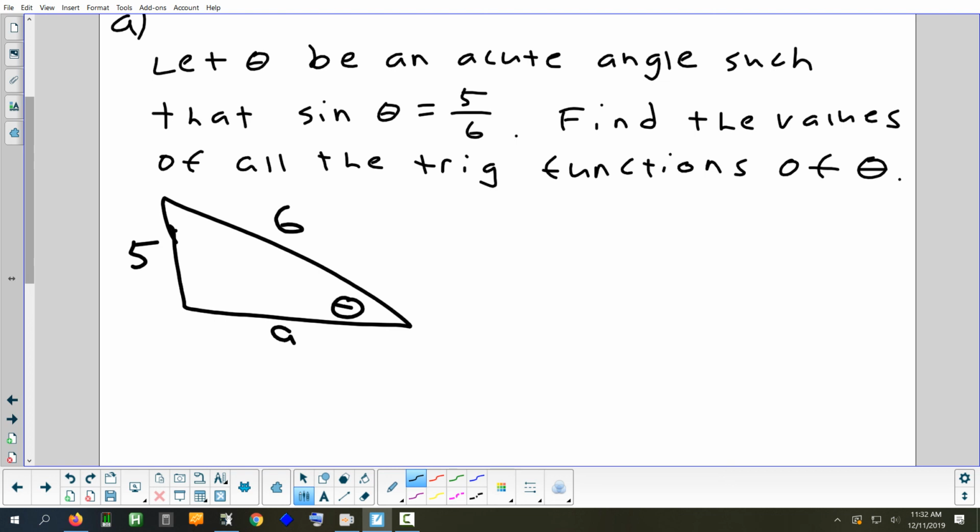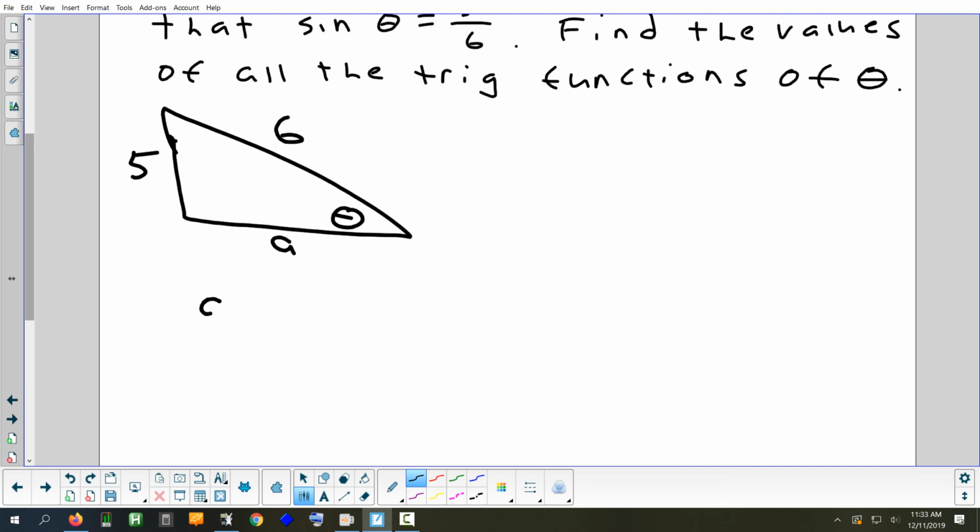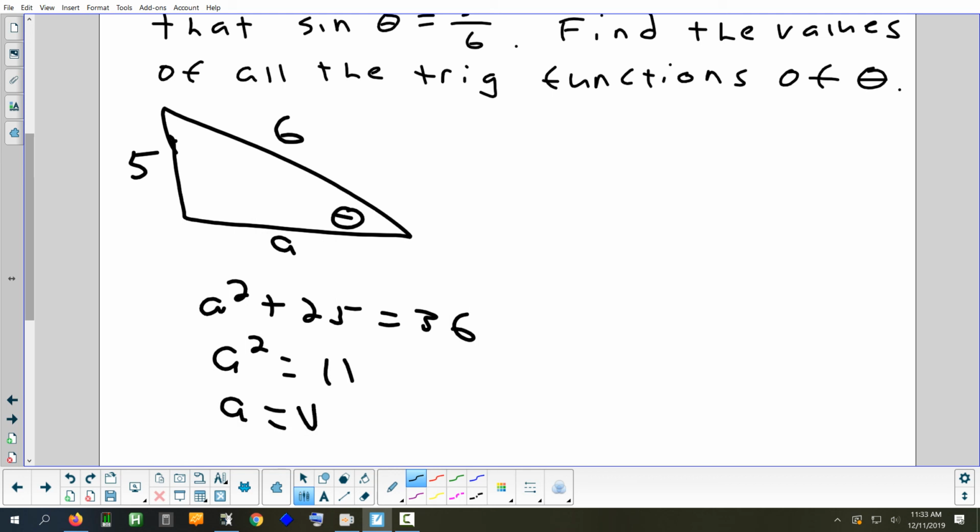And what would it be if we plug in those numbers? A squared plus 25 equals 36. 36 minus 25 gives me 11. And a is the square root of 11. Generally, we leave the answer as a square root unless they say not to. But let's leave it as a square root.